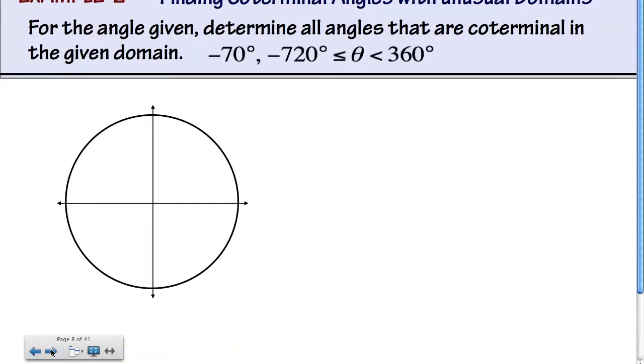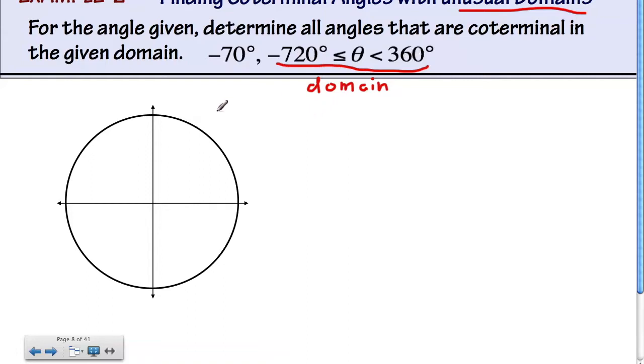All right, example 2. Finding coterminal angles using unusual domains. So sometimes you just have to watch out for what is given. This right here is called the domain. Okay, that's called the domain. So whatever's given to you, you have to follow the domain or give a general solution. Okay, so in this case, it's asking us to find all coterminal angles that are between negative 720 and 360.